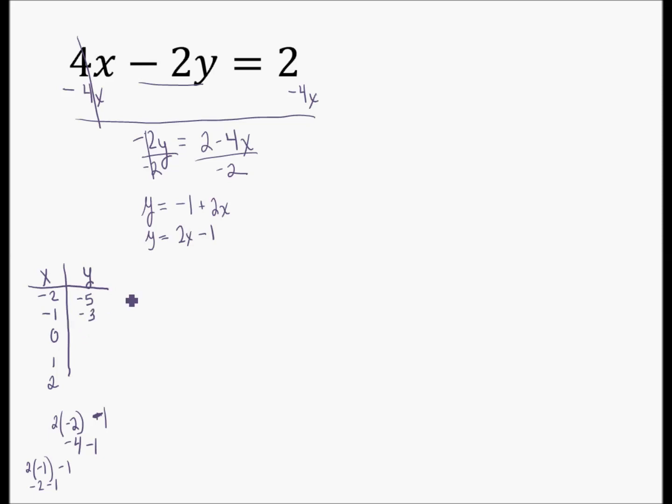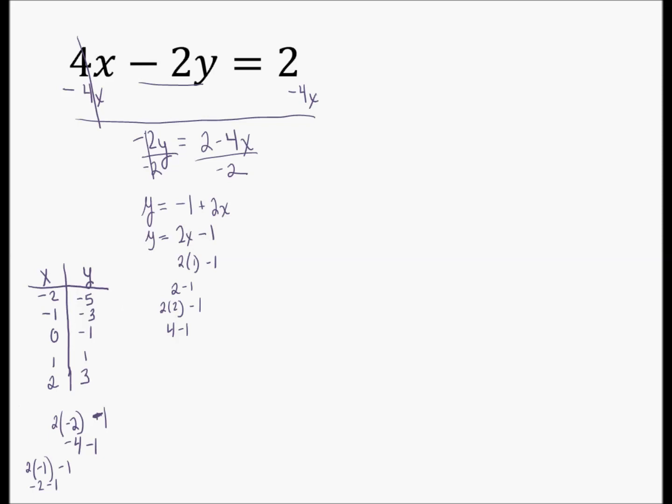Now I know 2 times 0, or 0 times any number, is 0. 0 minus 1 is negative 1. Then I have 1 times 2, so this is now positive. 2 times 1 minus 1. 2 times 1 is 2. Minus 1 is 1. And the last one I have 2 times 2 minus 1. 2 times 2 is 4. Minus 1 is 3.